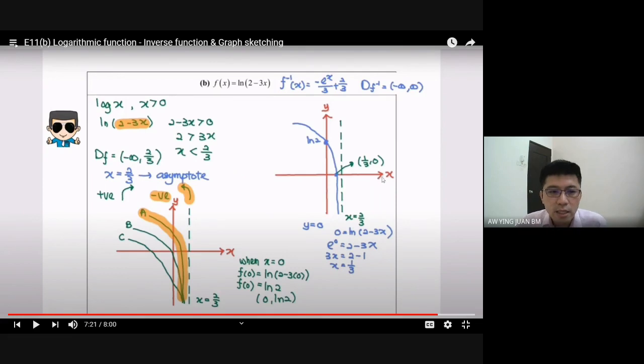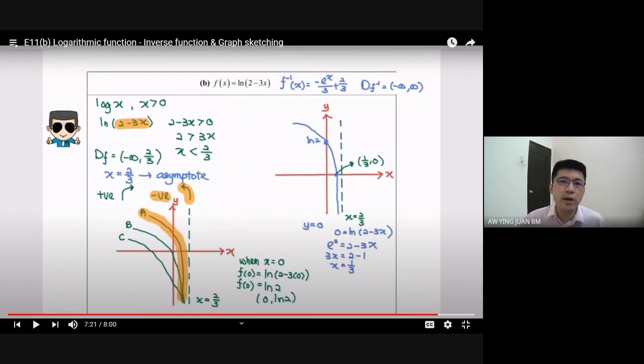Next, we need to name this graph, the blue one, y equals ln(2 minus 3x). Next, we look at the domain and range. The domain is done. For the range, if you refer to the graph, from negative infinity the y value is lowest. Next, moving upward, the highest y value is positive infinity.